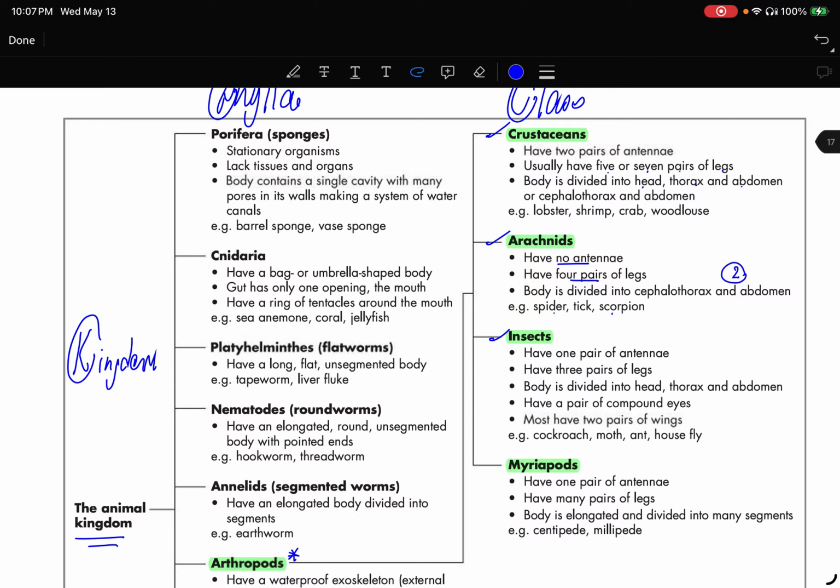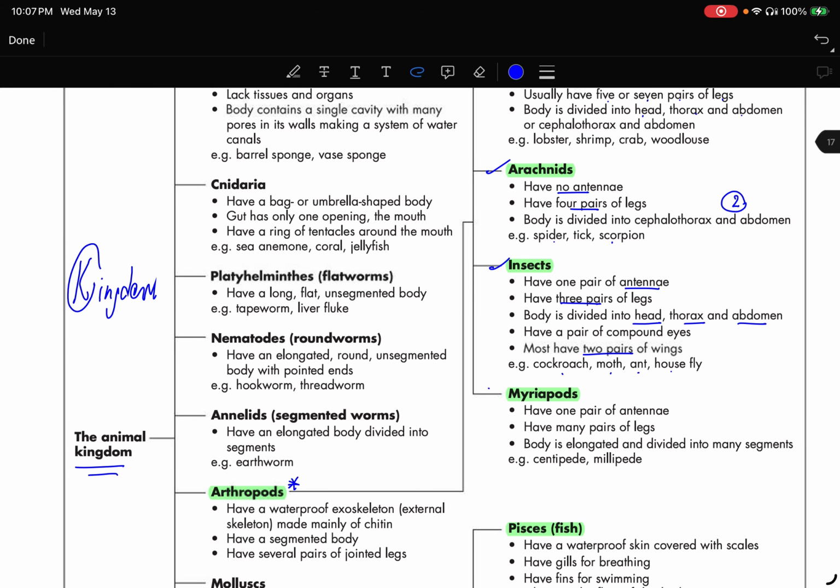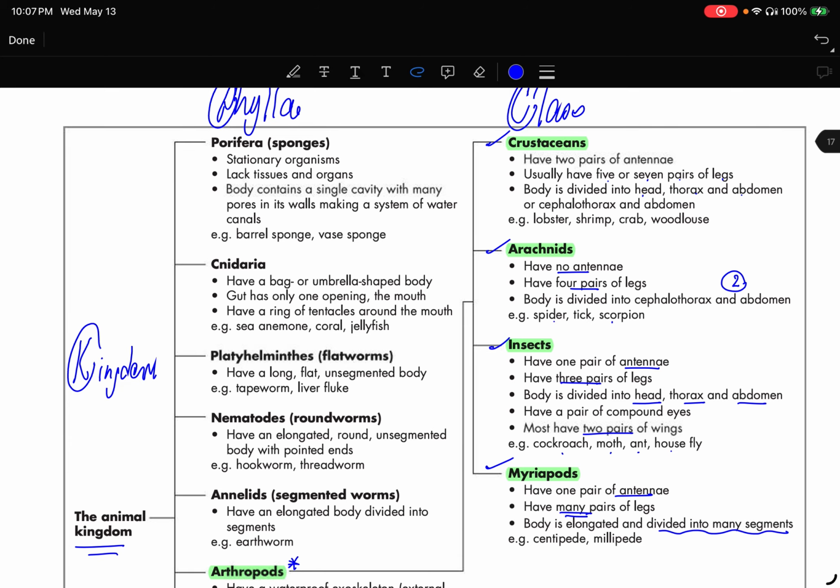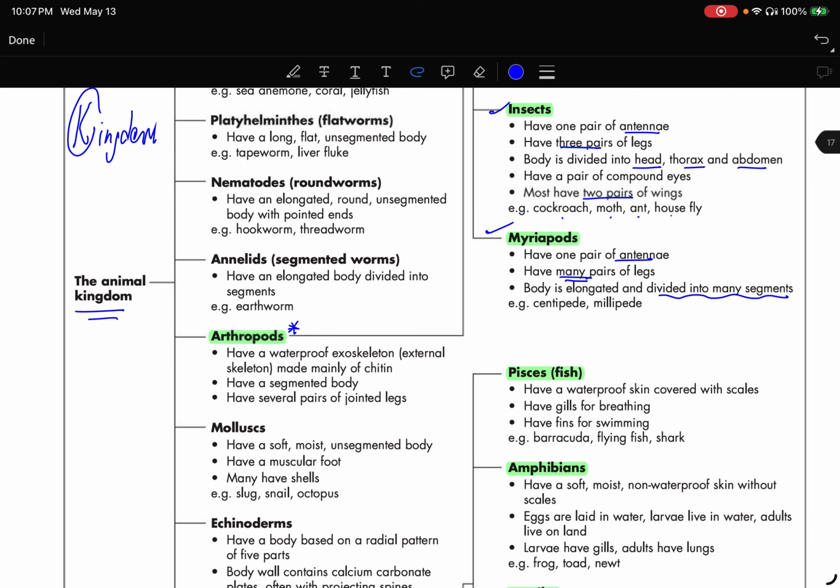Then the insects have 1 pair of antennae, and these are your cockroaches, moths, ants, houseflies. They have 3 pairs of legs, body is divided into these 3 parts, and most have 2 pairs of wings. And then the myriapods are your centipedes and your millipedes, and these have 1 pair of antennae and many pairs of legs. Body is elongated and divided into many segments. So if you could just recall generally the characteristics of these 4 groups of animals, you should be good to go.